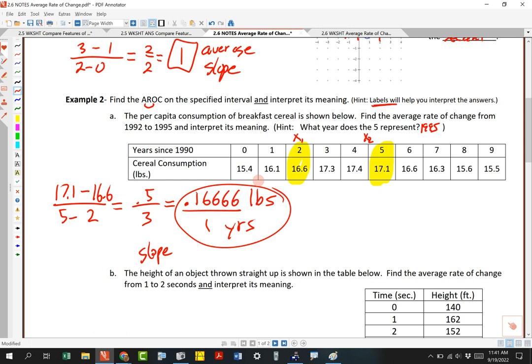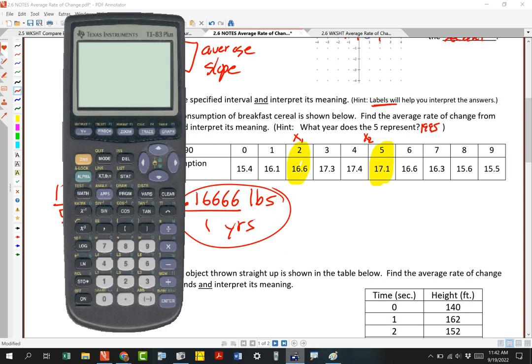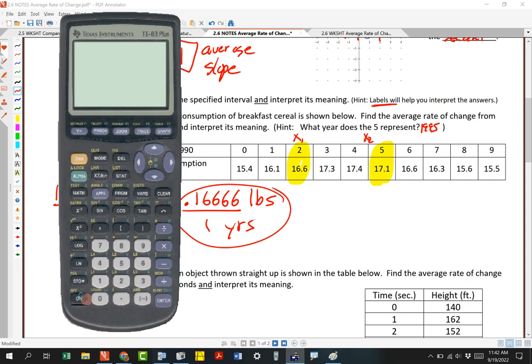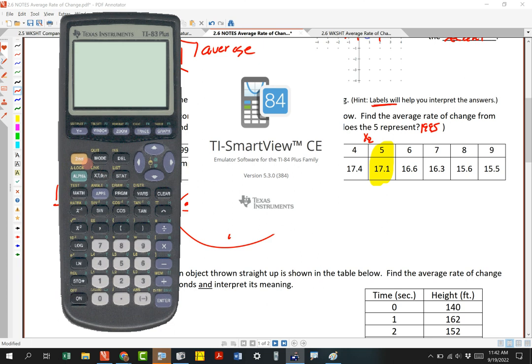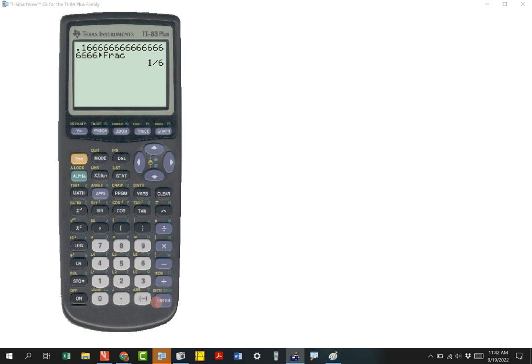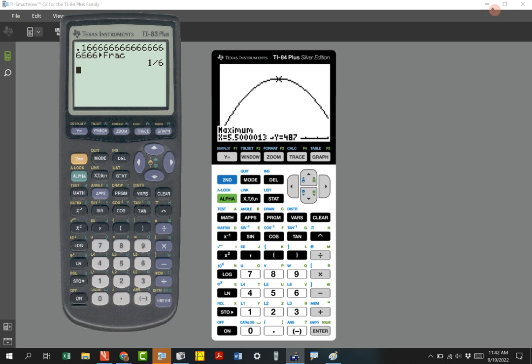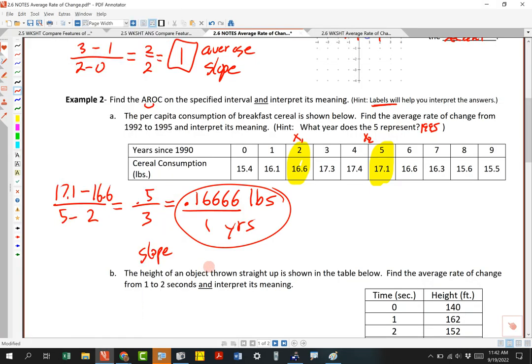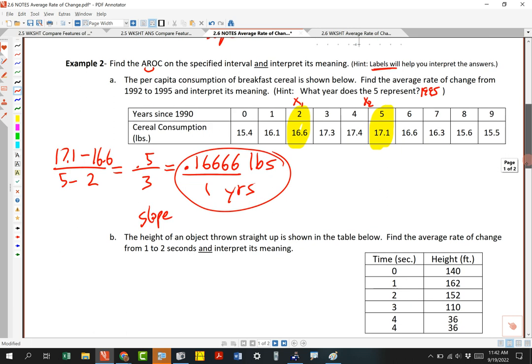You want to write that down? Okay. If you need to, grab your calculator. I have to pull up my newer one because my old one doesn't do this. So if I tried this, I'm going to go back to the home screen. And I hit math, change that to a fraction. It does. That's pretty cool. Changes it to 1/6. So consumption is going up by 1/6 of a pound every year. Everybody good? Okay, next one.